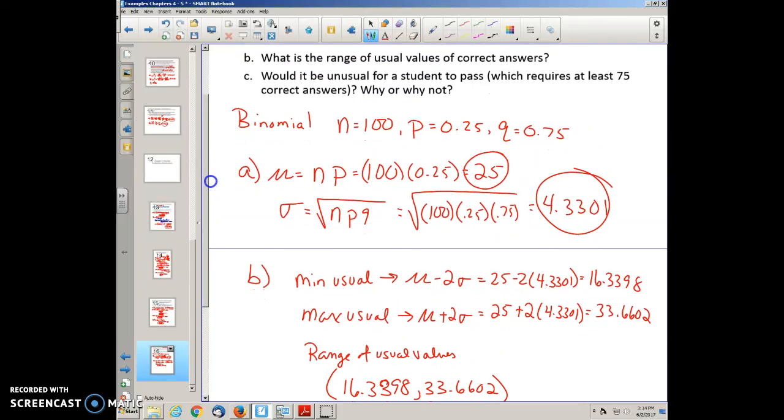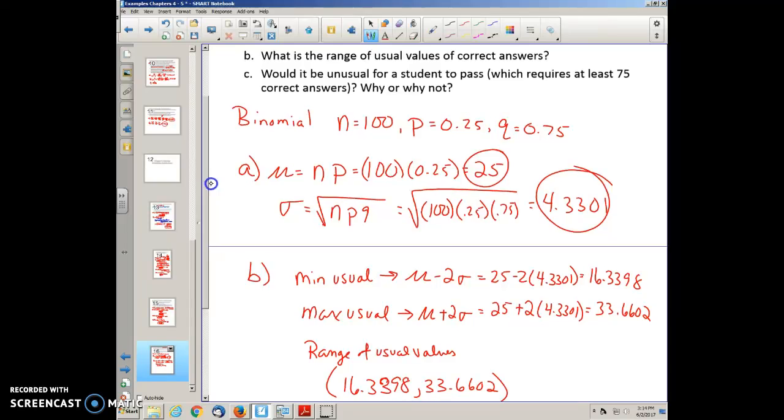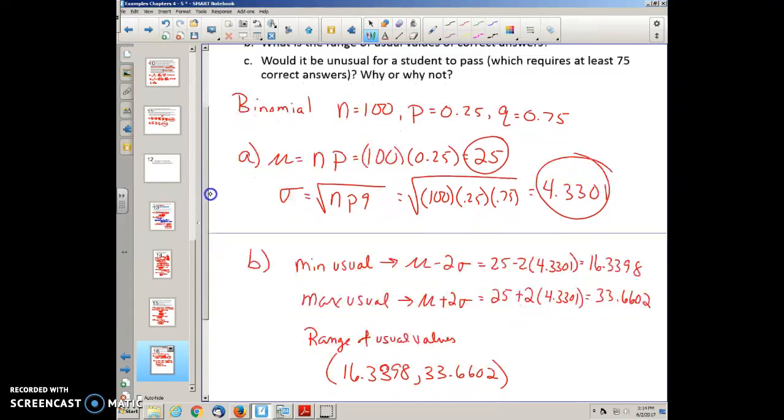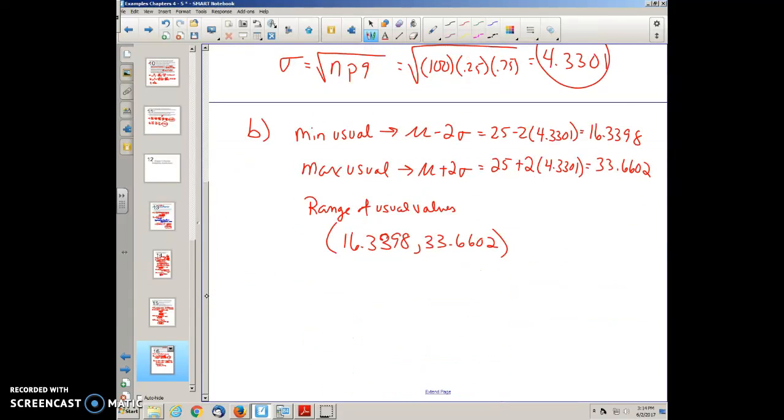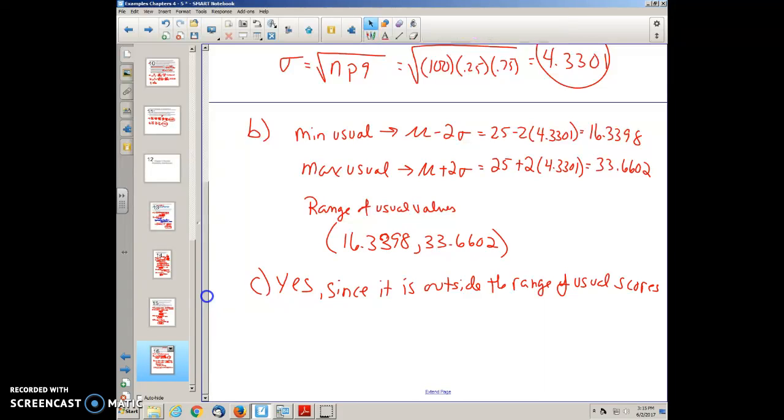C, would it be unusual for a student to pass? Which means you need to get 75 correct. Yes, that would be unusual. And the reason is, since it is outside the range of usual scores, it would be highly, highly unlikely that just guessing that you would get 75 correct out of 100.